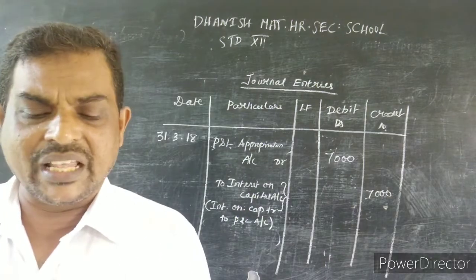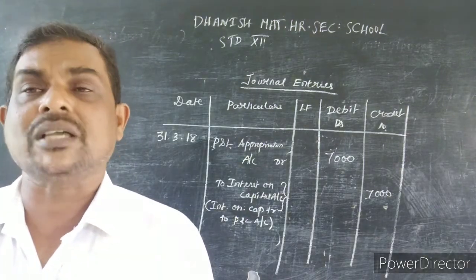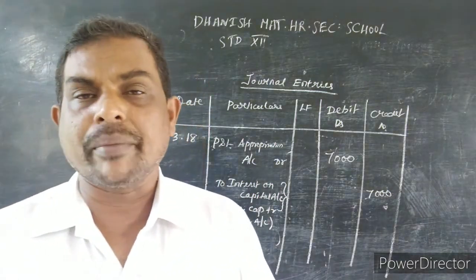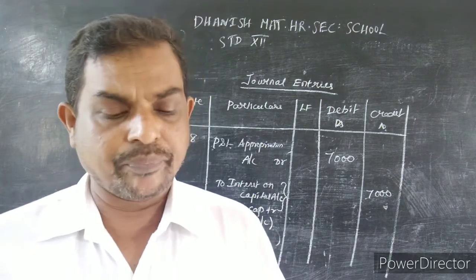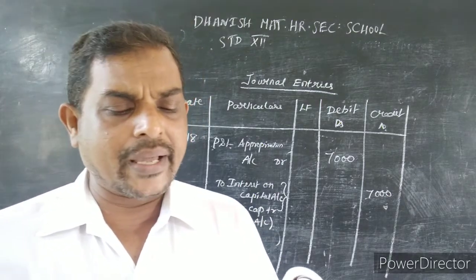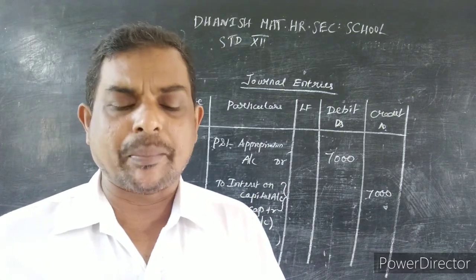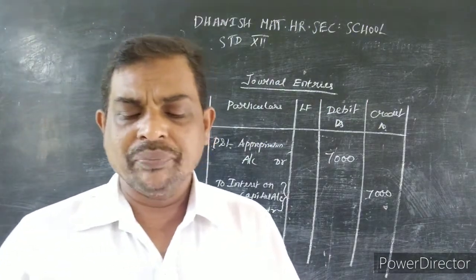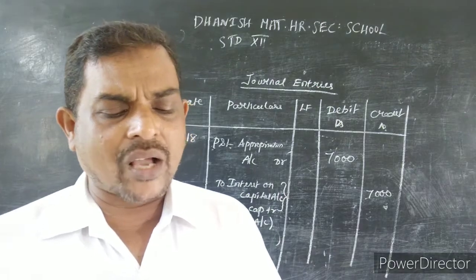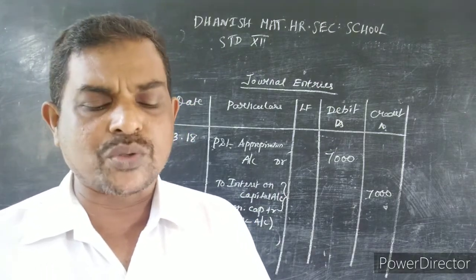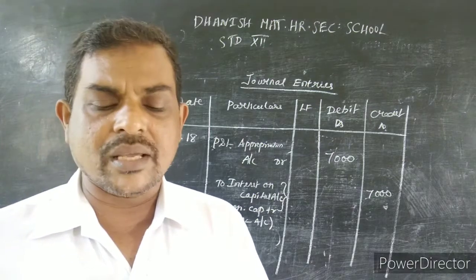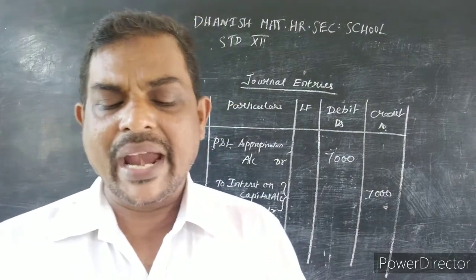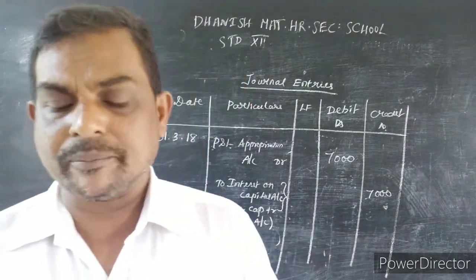Come to the next sum, illustration 6, page number 93. Antony and Akbar were partners who share the profit and losses in the ratio of 3:2. Please watch the question. Balance in their capital account as on 1st January 2018: Antony rupees 60,000 and Akbar rupees 45,000.